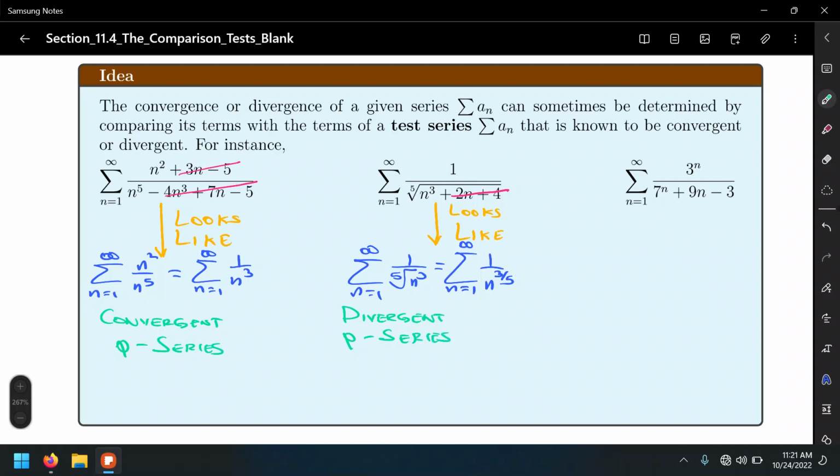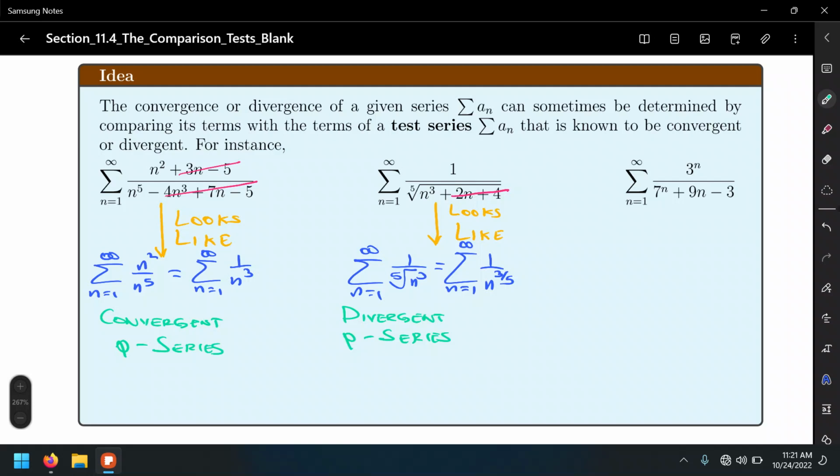All right. Let's look at another ugly looking series. So now we have 3 to the n over 7 to the n plus 9n minus 3. Well, in the previous examples, we were looking at the highest degree terms, right? That's because we had polynomials in the numerator and denominator, or, well, for the second case, one inside of the radical. Well, in this case, for the third example, we don't have just polynomials.